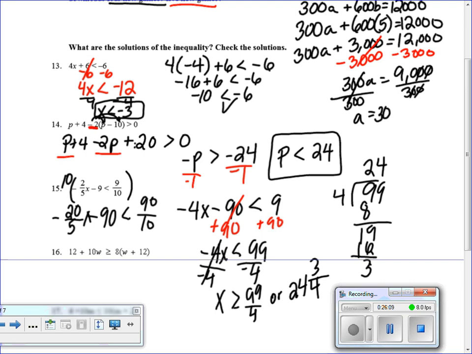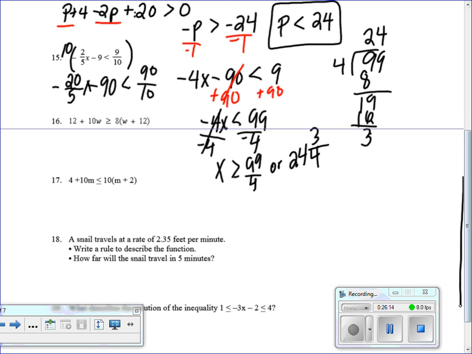Okay, looking at 16. Okay, we have an inequality. There is distributive property taking place, so we want to undo the distributing that's there. Nothing's happening on the left, so we're going to leave that alone. 12 plus 10w is greater than or equal to, let's go ahead and distribute, 8w plus 96. All right. Get your variables on the same side. We do have variables on different sides. We have the 8w and we have the 10w, so we want to get them to the same side. Since neither one of them is by themselves, we want to move the smaller of the two. So let's start by moving the 8w over.